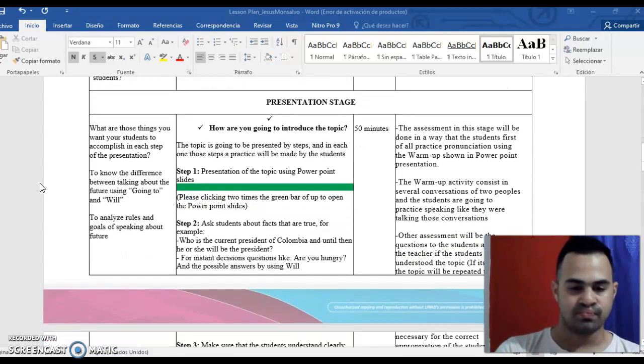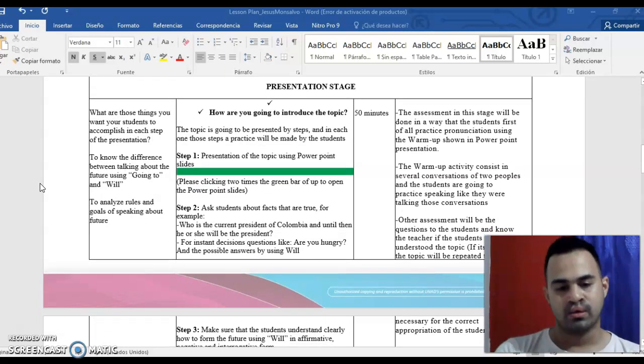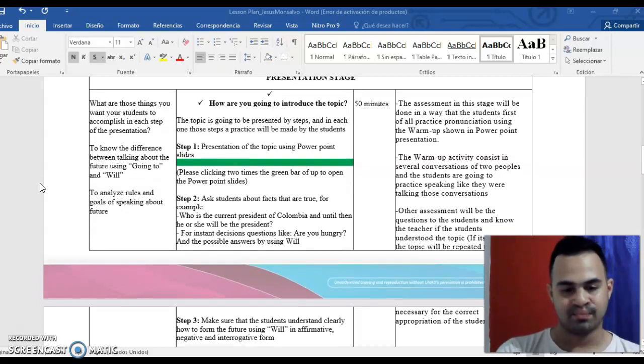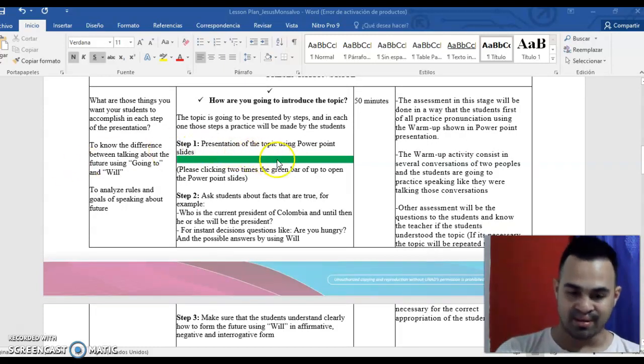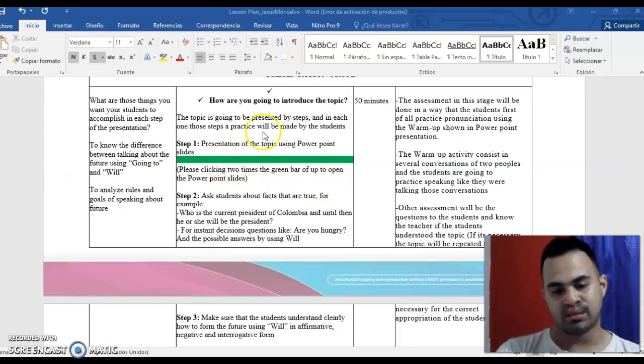Presentation stage. How are you going to introduce the topic? Well, the topic is going to be presented in steps. In each one of those steps, a practice will be done by the students. Step 1: presentation of the topic using PowerPoint slides. Please check here, for example, in the link of my Word resource, you can find the PowerPoint presentation.